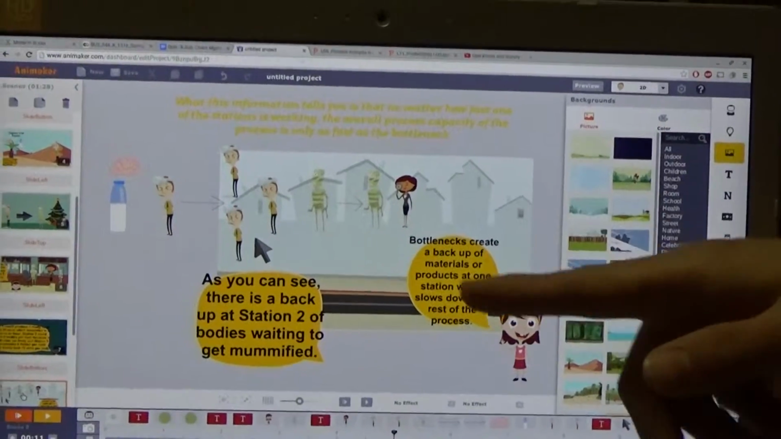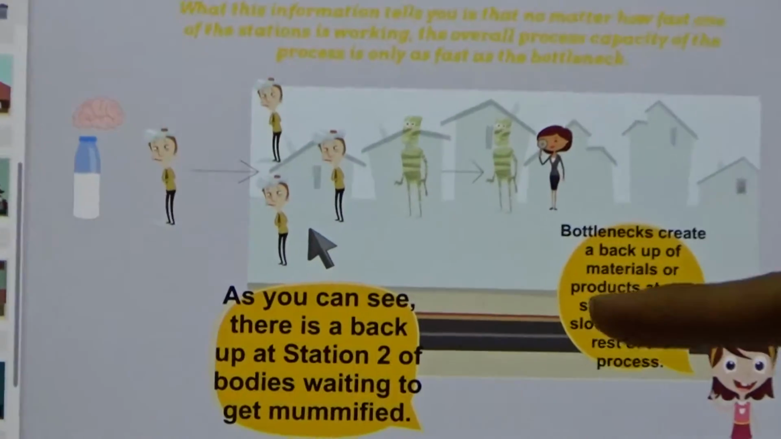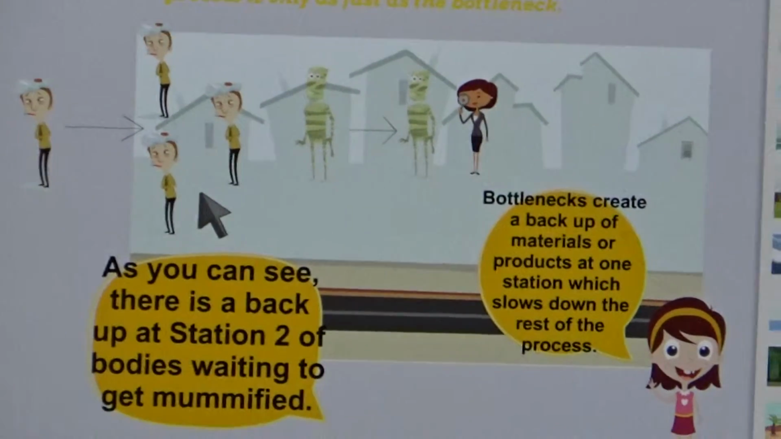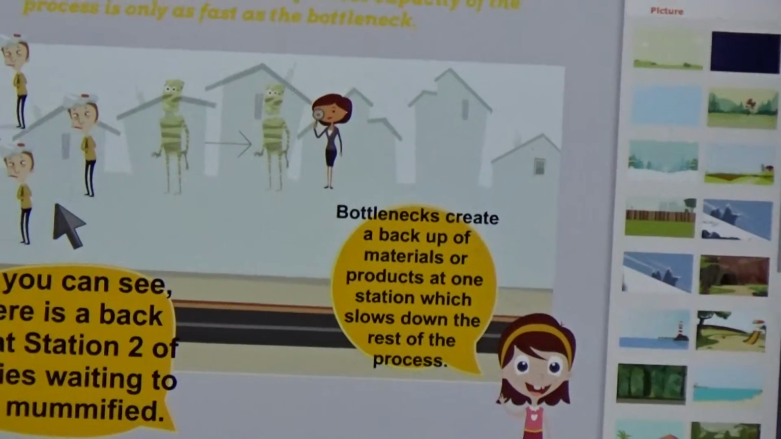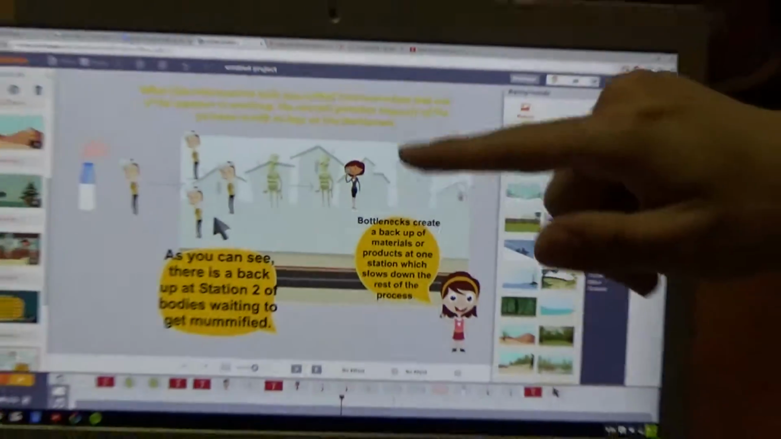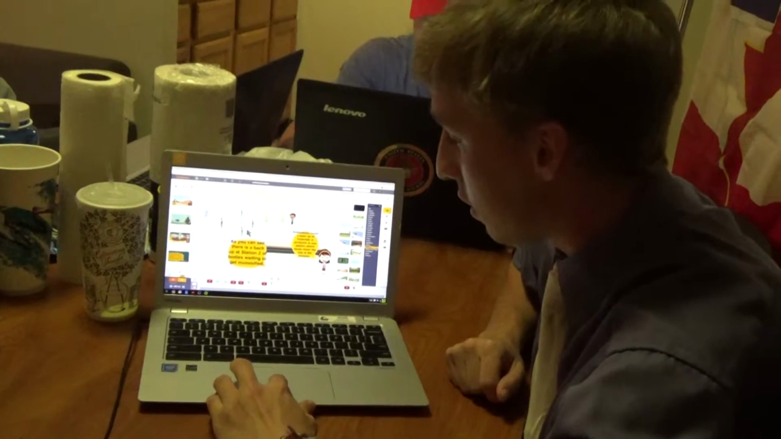As you can see, there is a backup at Station 2 of the bodies waiting to get mummified. And that's what bottlenecks create. They create a backup of materials or products that will begin to build up at one station, and it slows down the rest of the process because they're waiting for the products to get passed through to the next station.